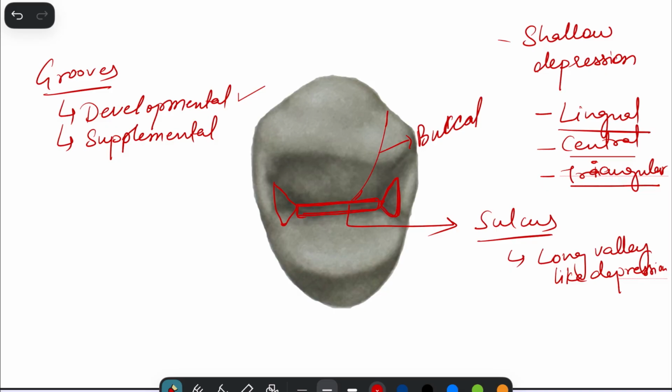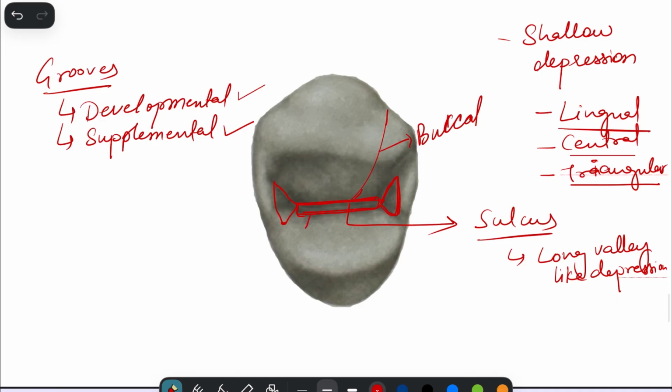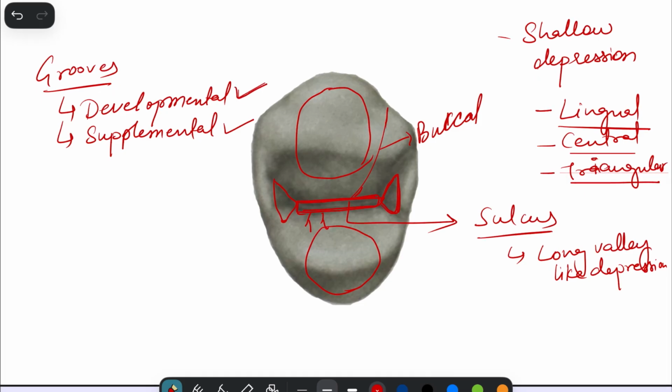Okay, then we have the supplemental groove. Supplemental grooves are small additional grooves that do not mark the developmental lobe. So as you can see, we have two cusps here, the buccal cusp and the lingual cusp. So these two are the developmental lobes. So the groove that marks the junction between the developmental lobes is the developmental groove, while the one that is additional and does not mark the developmental lobe is supplemental groove. Okay, they simply add supplemental anatomy to the tooth surface.